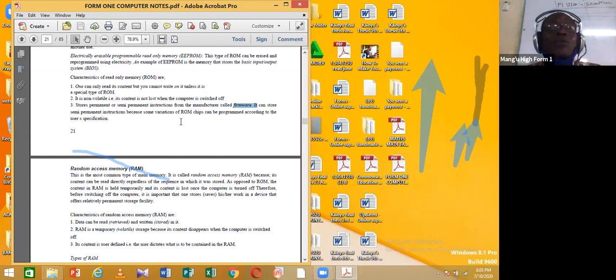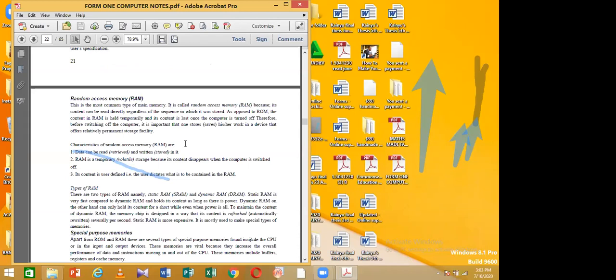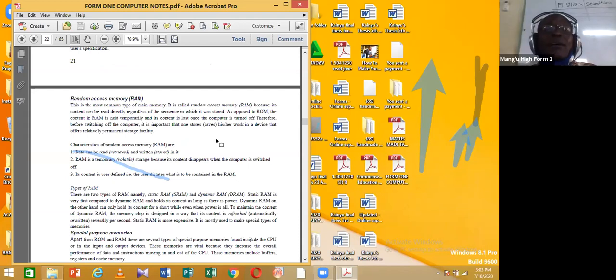Now, let us go to ROM. We are going to finish up with RAM. RAM, on the other hand, is the most common type, is the biggest. If you compare ROM and RAM, RAM is the biggest and is also known as random access memory.